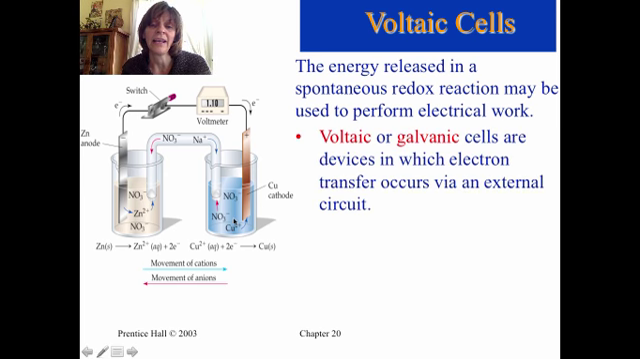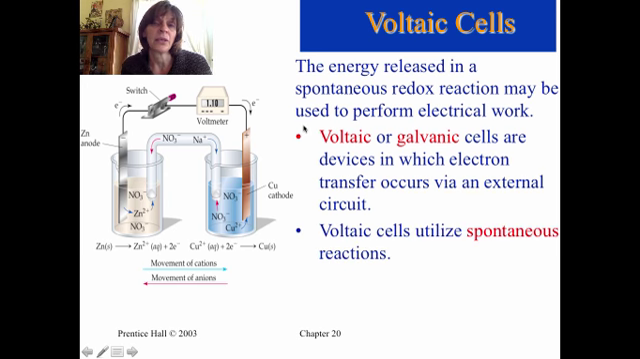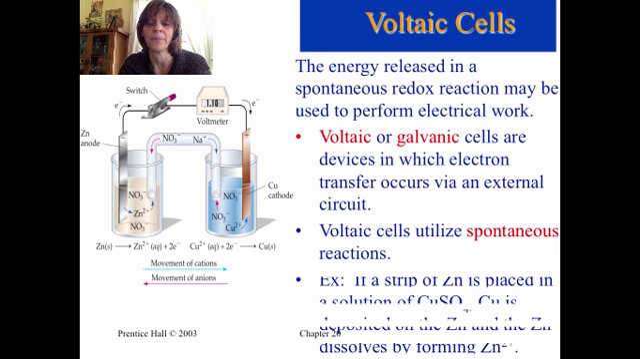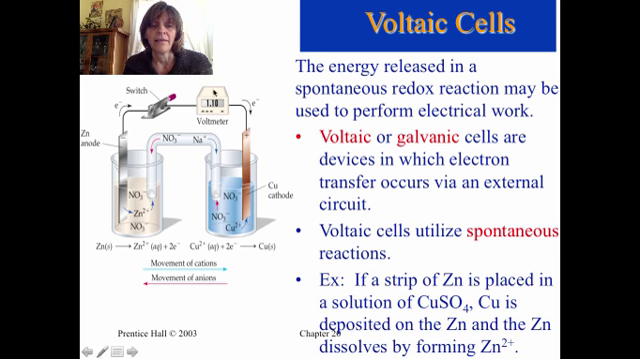So these are called voltaic or galvanic cells, and they are devices in which electron transfer occurs via an external wire so that the electrons can do some work for us. They use spontaneous reactions because when the metals or elements of different activity levels sense each other through the wire, they will spontaneously have electrons flow. And here's the example that we did in lab, and we did indeed see that electrons flow and work was done and copper was deposited.